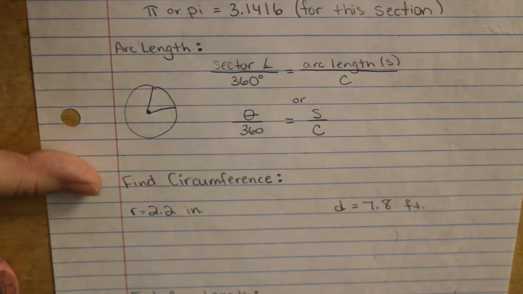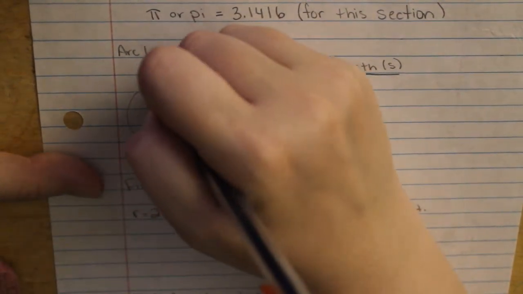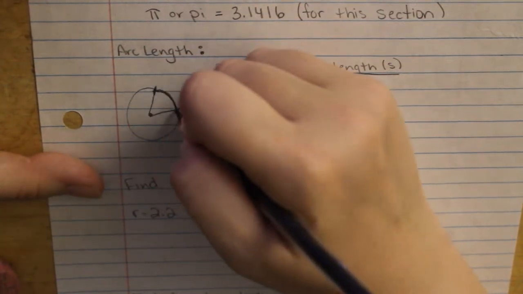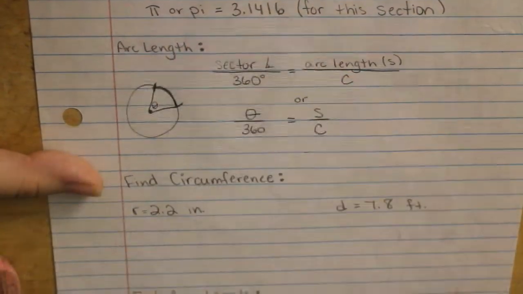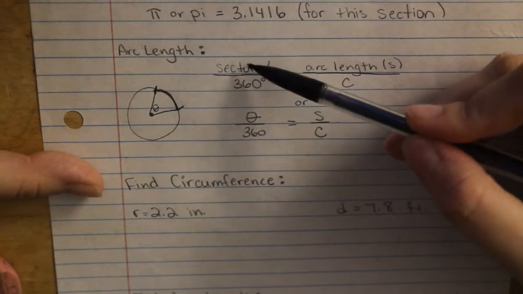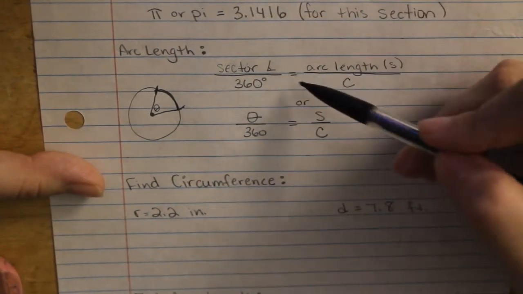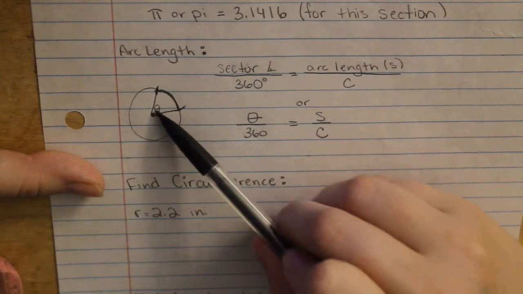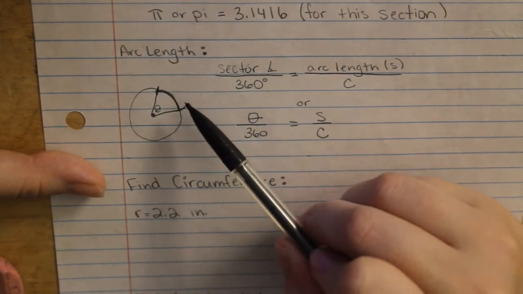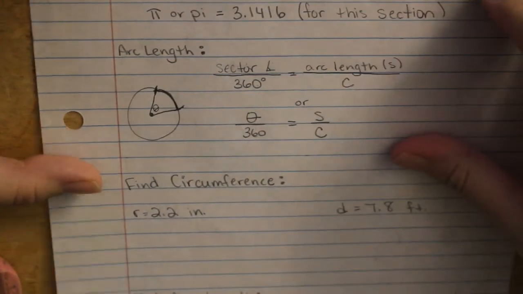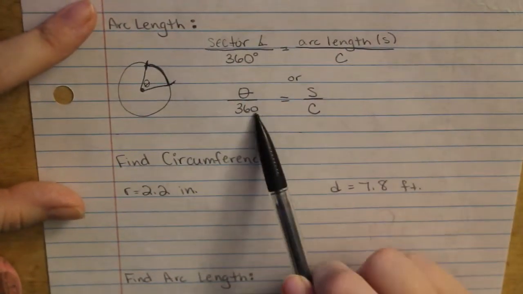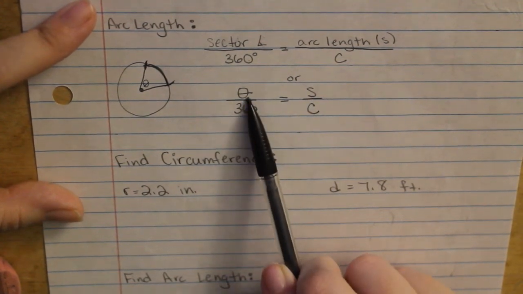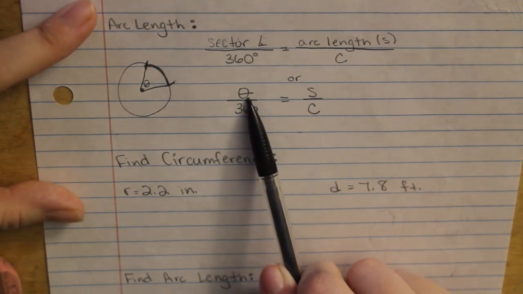So arc length is this measurement of a circle's circumference based off of the angle at the center of the circle. So you have the sector angle over 360 equals the arc length over the circumference. Makes sense. We're taking part of 360, so we're going to take the same proportion of the circumference. They have it simplified down to theta over 360 equals S over C, with S standing for arc length and theta standing for that central angle of the sector.